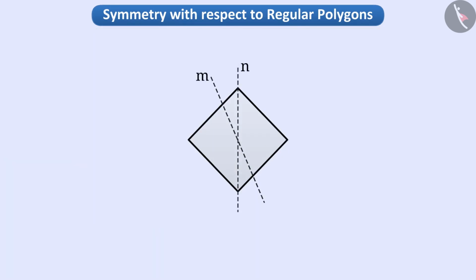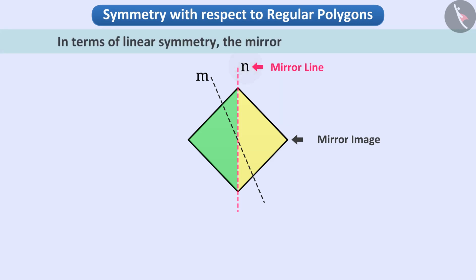Now, can you tell which line is a symmetric line in this shape? Think. Yes, you are right. If we look at the line N, this line divides the shape into two such parts that one half of the shape becomes a mirror image of the other half. Therefore, we can consider the line N as a mirror line. Since the mirror line is a symmetric line in terms of linear symmetry, N is also a symmetric line.